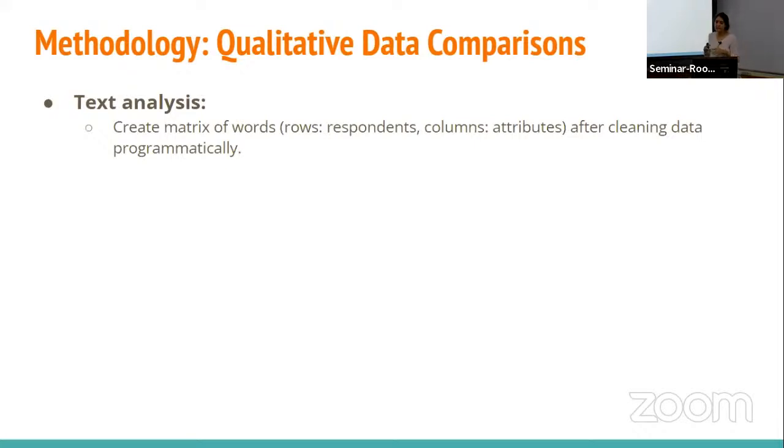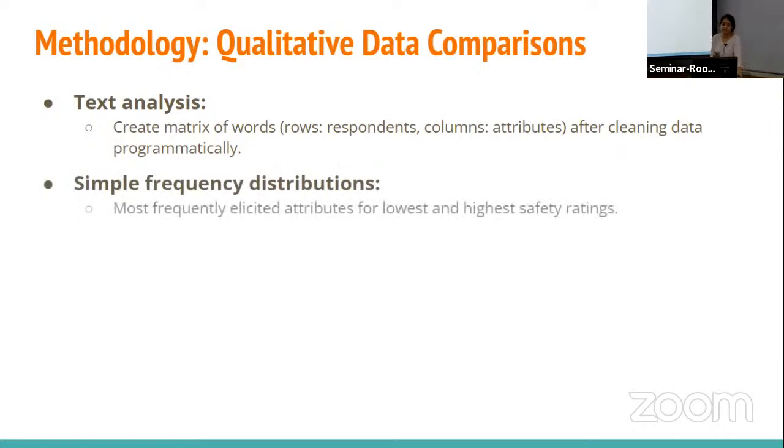So there's a bit of cleaning which you do through Python, and so your rows are respondents, and the columns are all the words that people have used to describe something, right? And then when you can do that, you can do things like a simple frequency distribution. So you can see what are the most frequently elicited attributes for lowest and highest safety ratings. So I'm going to show you some of those.